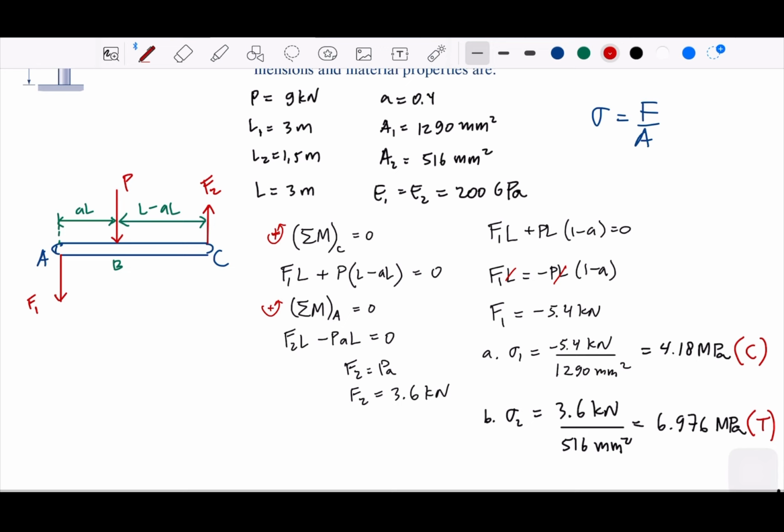You can think like, will the column get shorter or longer? For example, this part here, the column is getting compressed, which means the height will be reduced, so it's compressed. You can think like that also. This part here, the rod, is getting tensile, right? It's getting elongated. Okay, that's the first one, the stress.